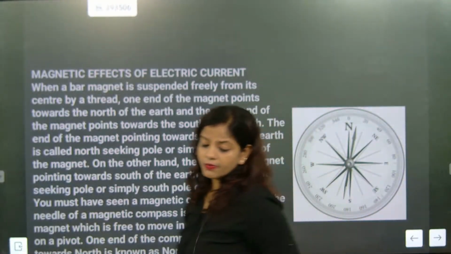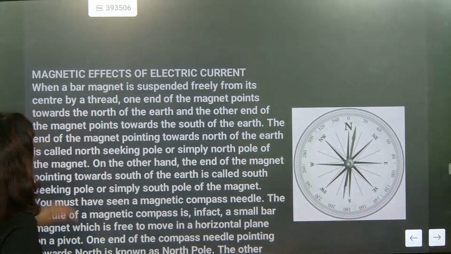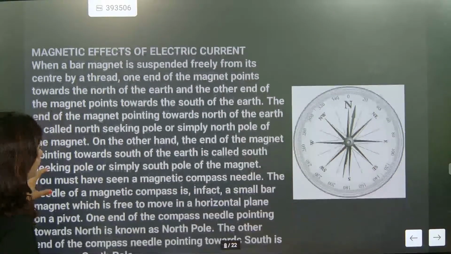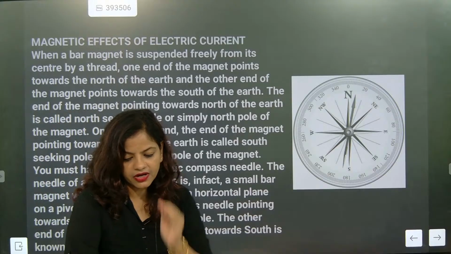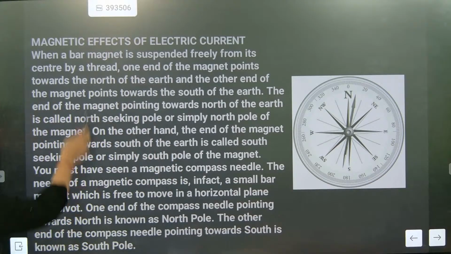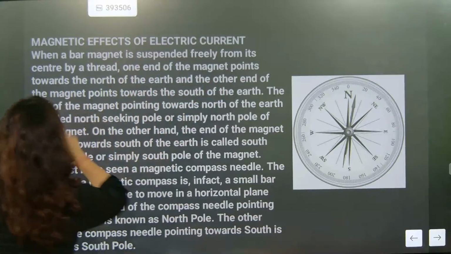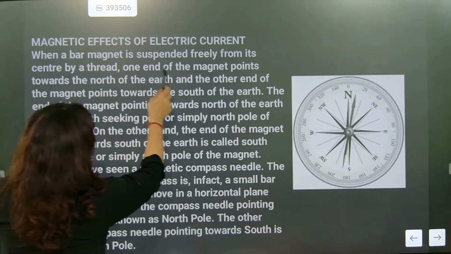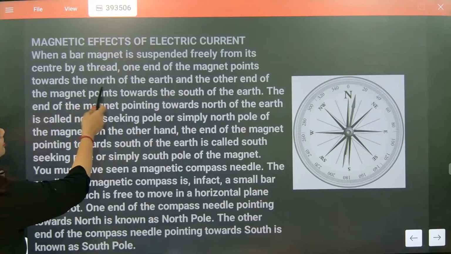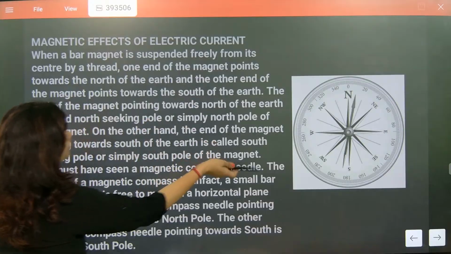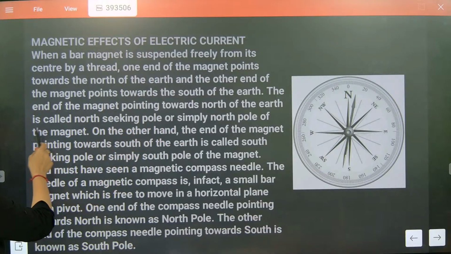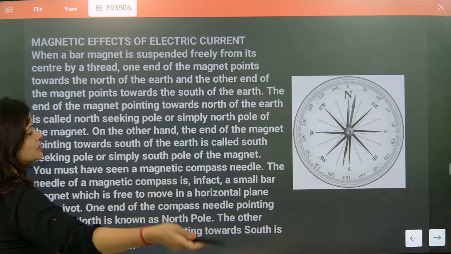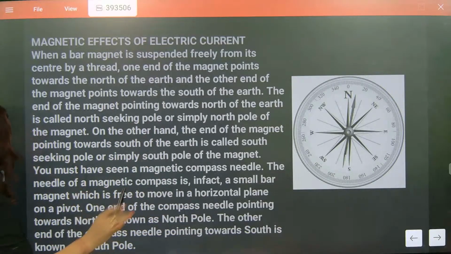Now we are going to talk about the next part: the magnetic effect of electric current. One by one we are going to understand. When a bar magnet is suspended freely from its center by a thread, one end of the magnet points towards the north and the other towards the south. The end pointing towards the north of the earth is called the north seeking pole, and the one pointing towards the south is called the south seeking pole. Everybody knows this.